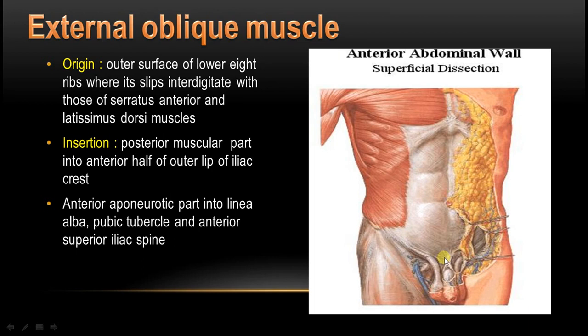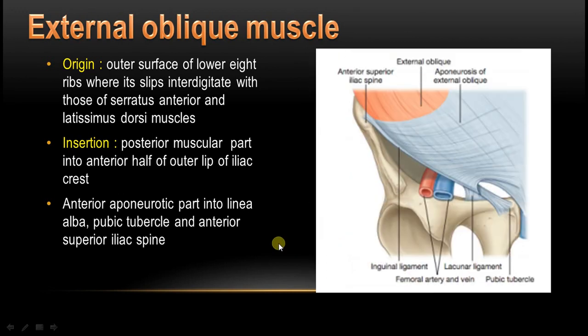So this part from the pubic tubercle to the anterior superior iliac spine, the aponeurosis rolls onto itself and thickens to form the inguinal ligament. Between the anterior superior iliac spine and the pubic tubercle, the aponeurosis rolls onto itself and it is called the inguinal ligament.